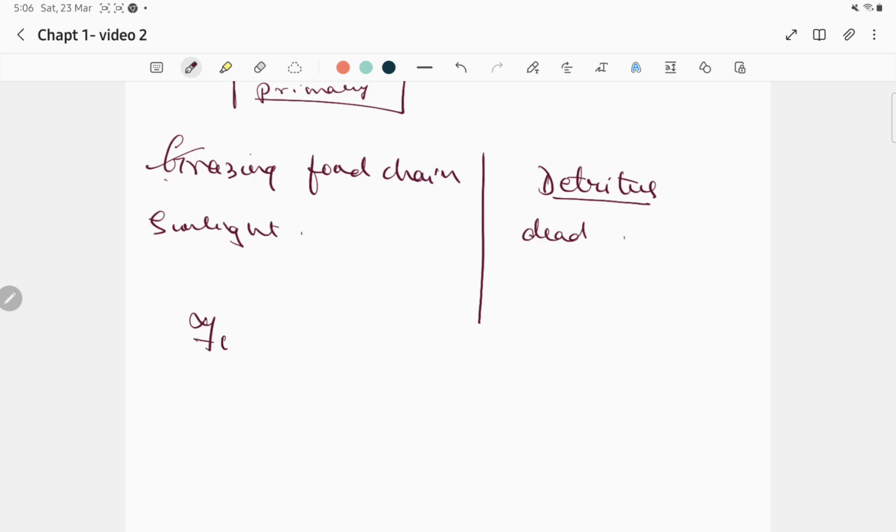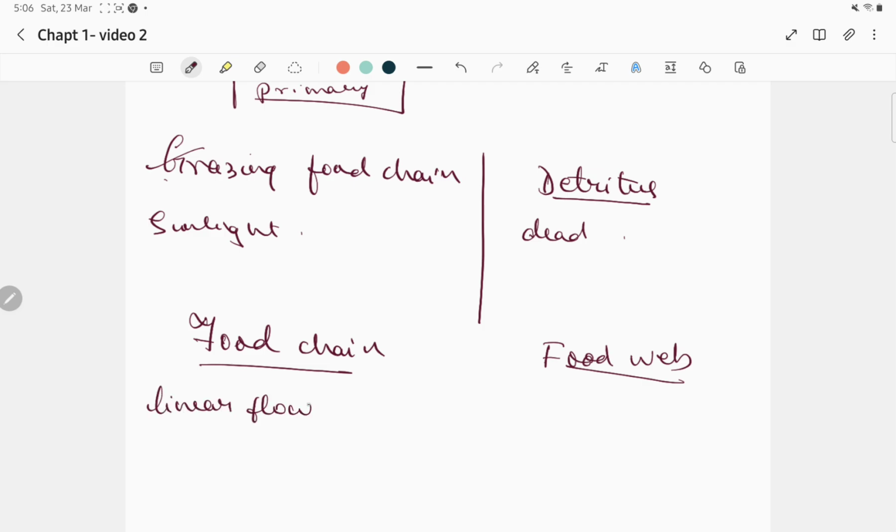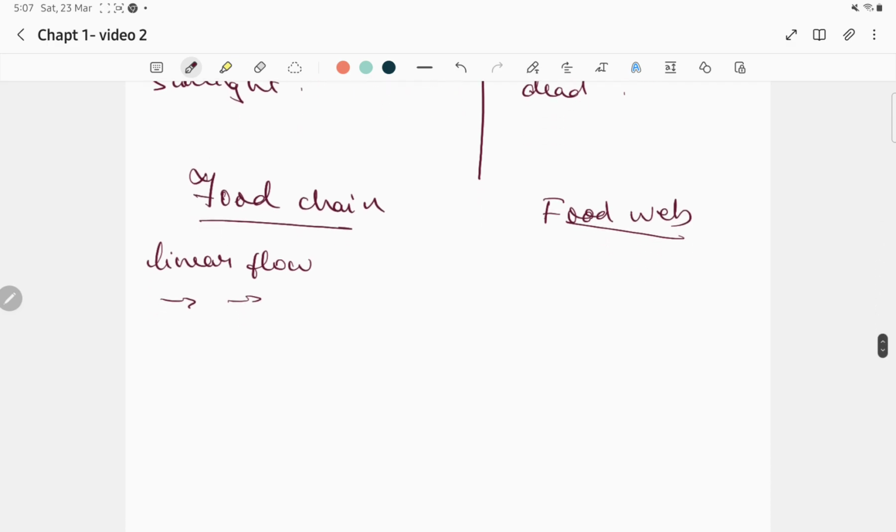Next we have food chain and food web. We'll try to compare them. So what is a food chain? A food chain is a linear flow of energy and nutrients from one organism to another. For example, carrot is eaten by rabbit, rabbit is eaten by fox, and fox is eaten by lion.